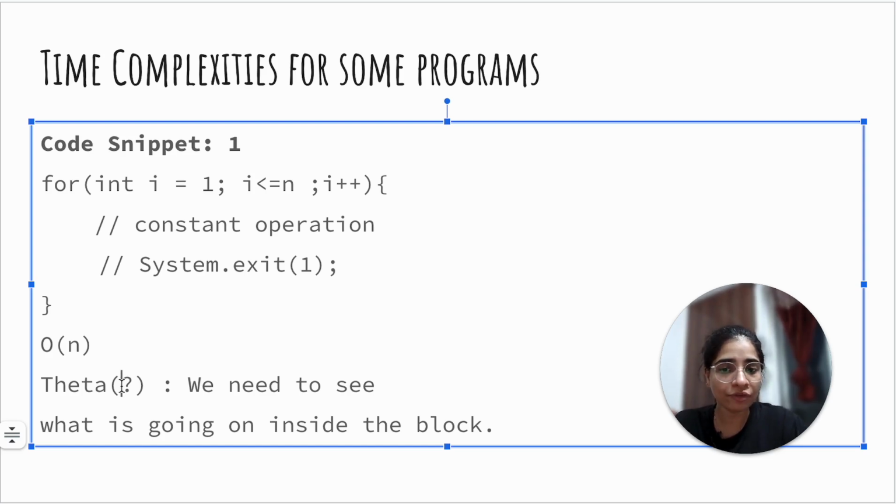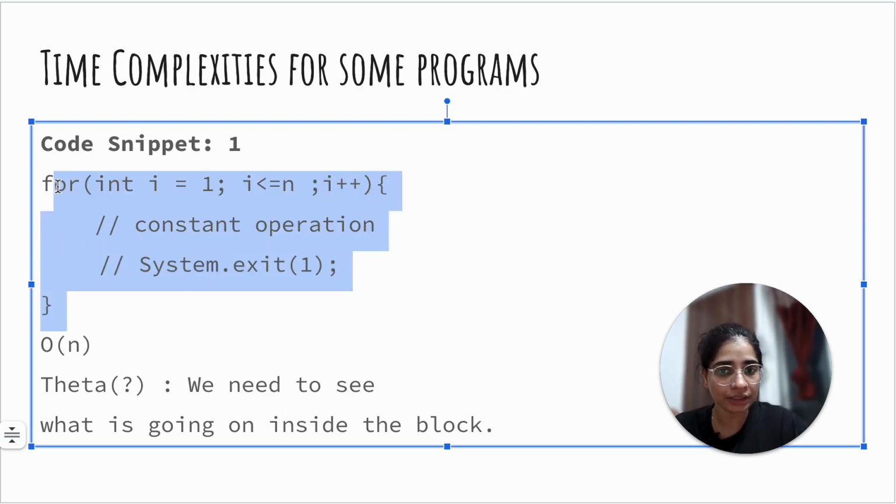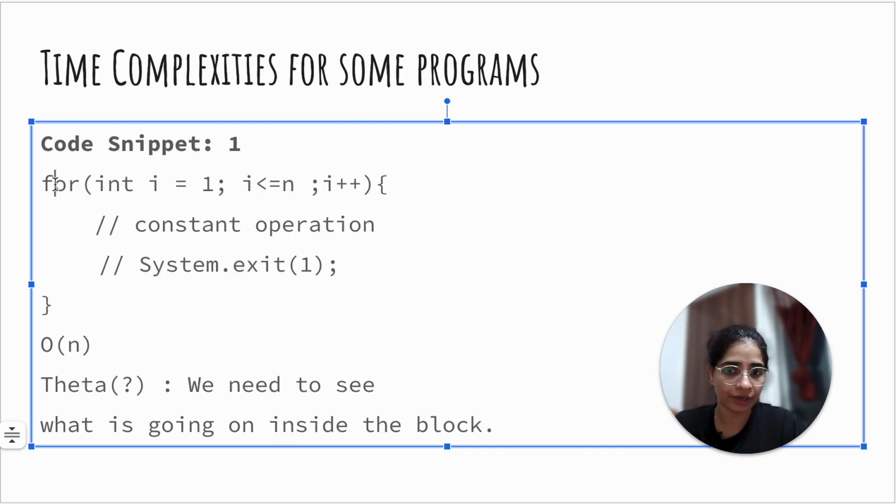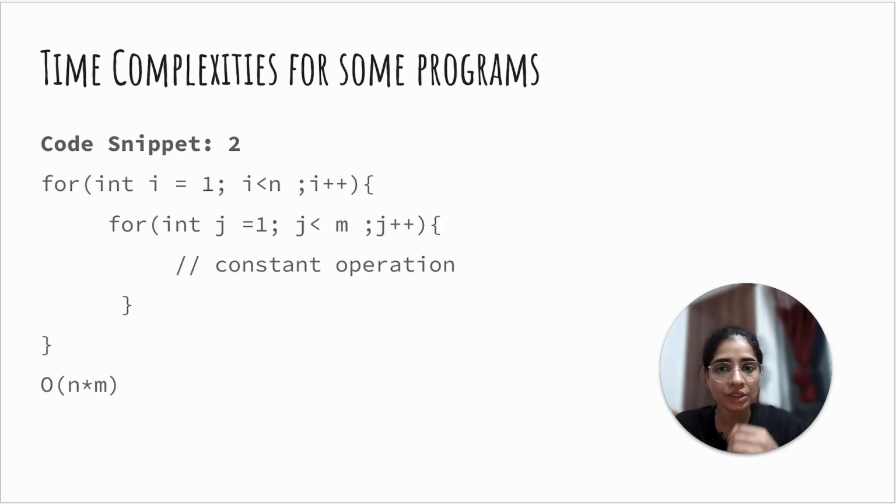So for theta we have to go inside the block, but whenever it comes to big O, you can just give the maximum complexity of a program, which in this case will be order of n. Okay, now let's talk about code snippet number 2.